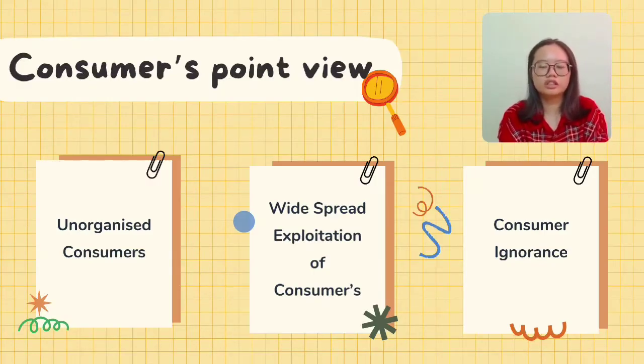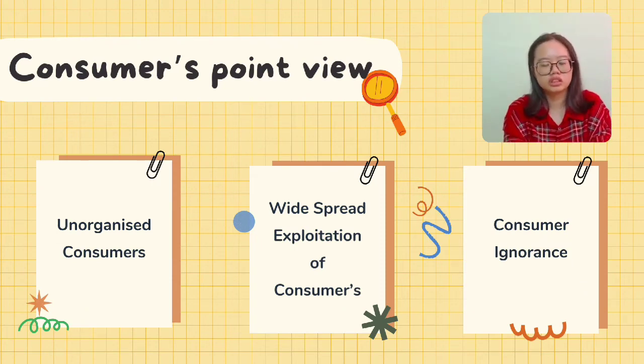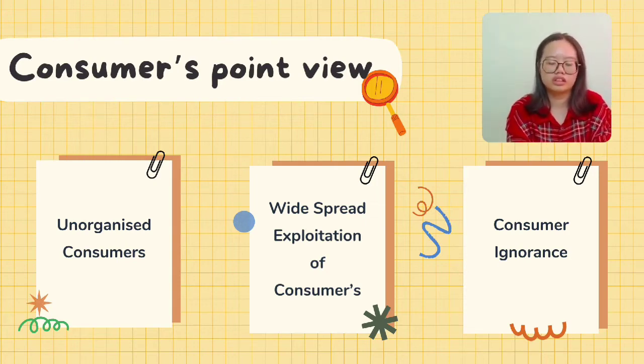First is unorganized consumers. Many types of consumers are not organized. Consumers need to be organized in the form of consumer organizations which will take care of their interests. Consumer protection provides power and rights to these organizations, as they can file a case on behalf of the customer.